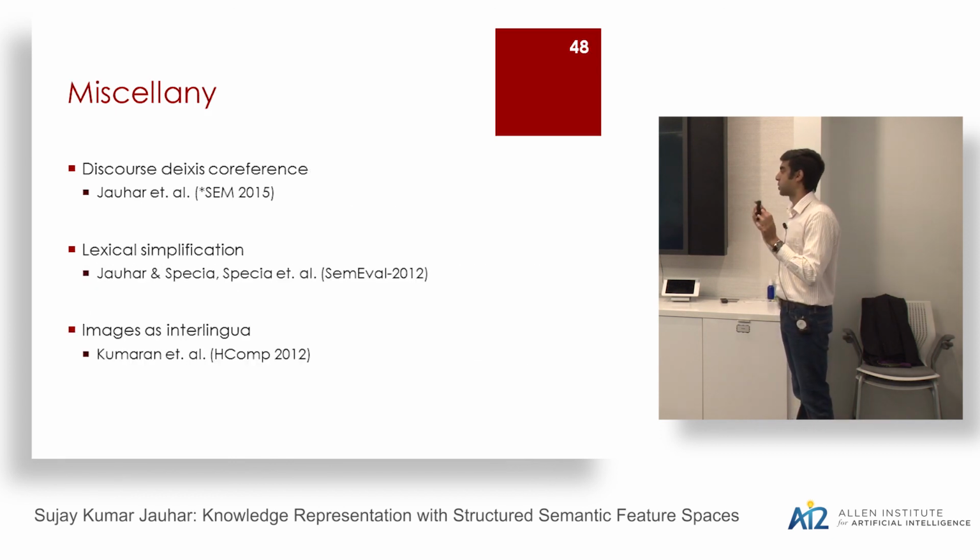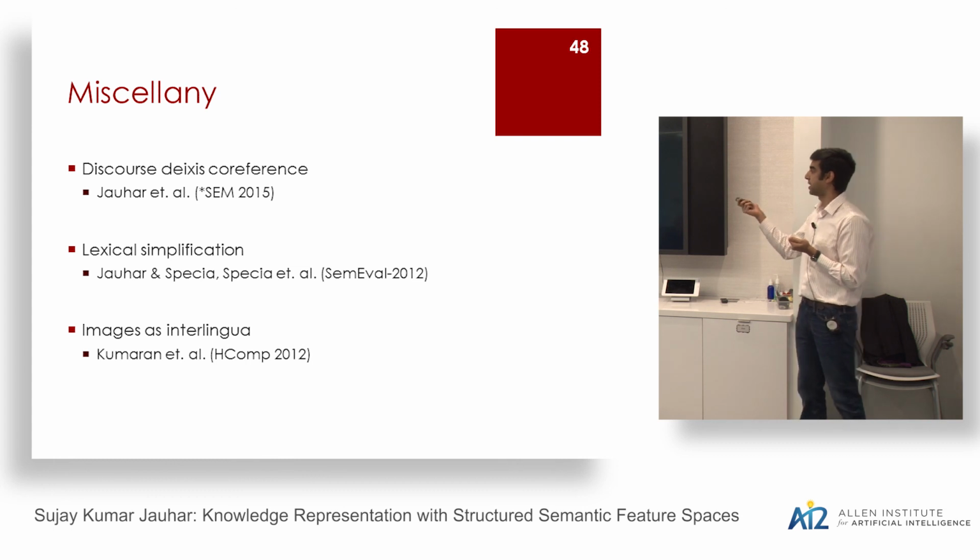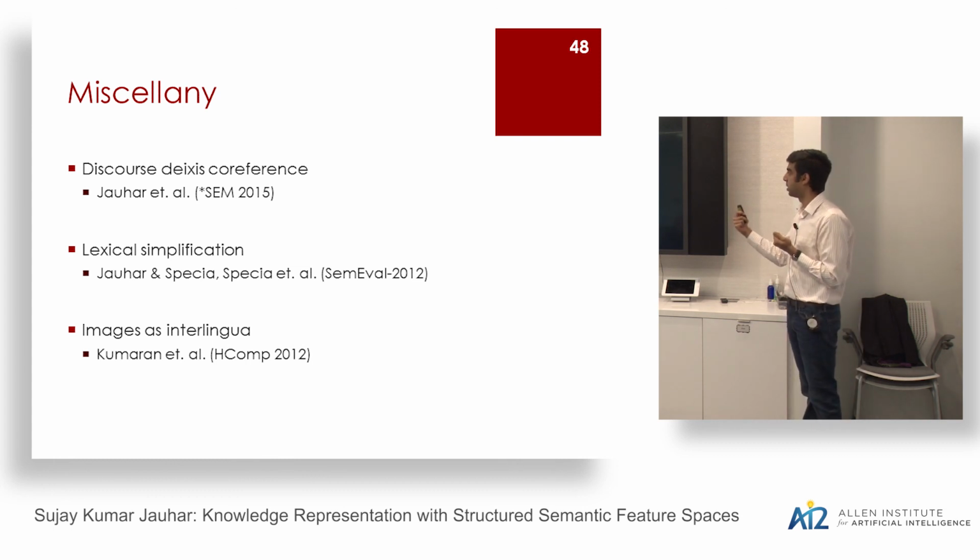Here's some other miscellaneous work. We did something on discourse deixis coreference. So pronouns such as it, this, and that, when they no longer refer to entities, but to verb chunks, basically verb phrases that occur in the past. Some work on lexical simplification that I did during my previous master's thesis as an Erasmus Mundus student. We organized a shared task, and then we also had a system participating in that task. And then I did some fun work on generating parallel data using images as interlingua. We had a paper on that as well.